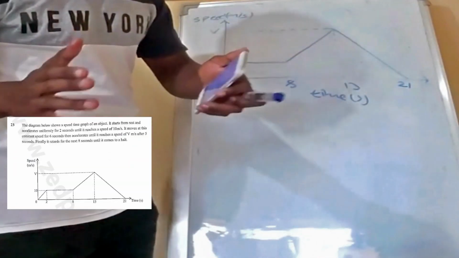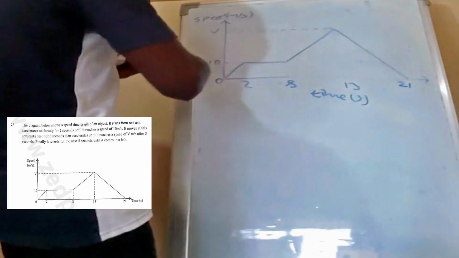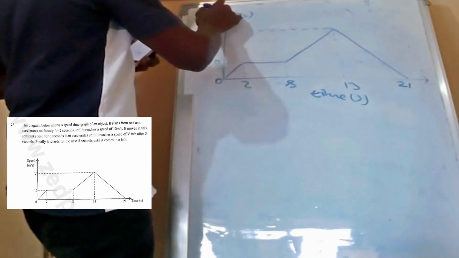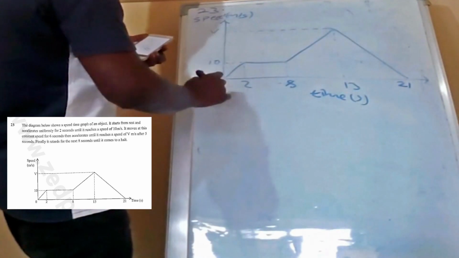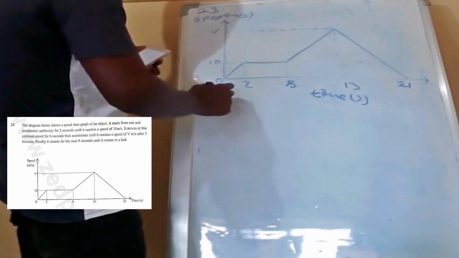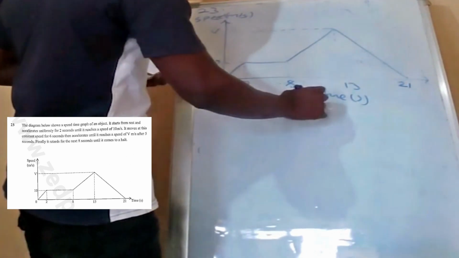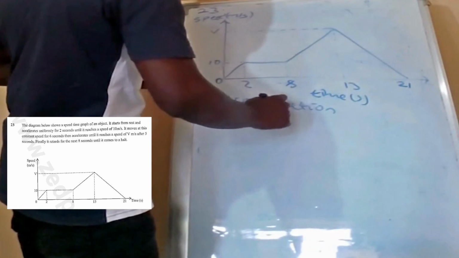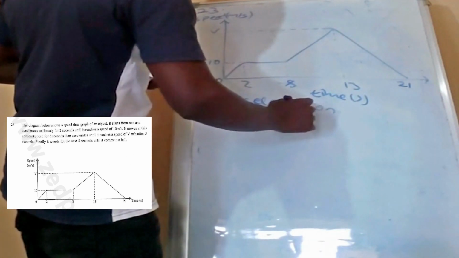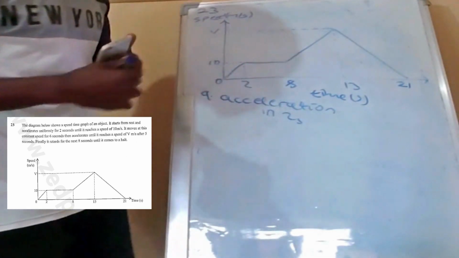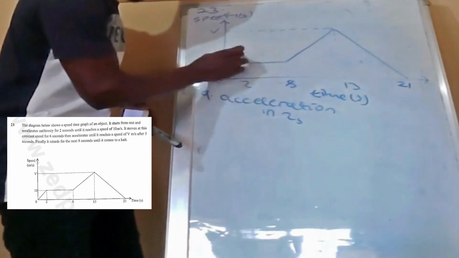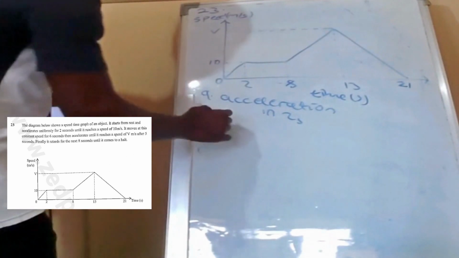Okay, so we're finally doing the last question. This is question number 23. And A is saying, find the acceleration in the first 2 seconds. So where are our first 2 seconds? Our first 2 seconds are there. Okay, so how do you find acceleration?